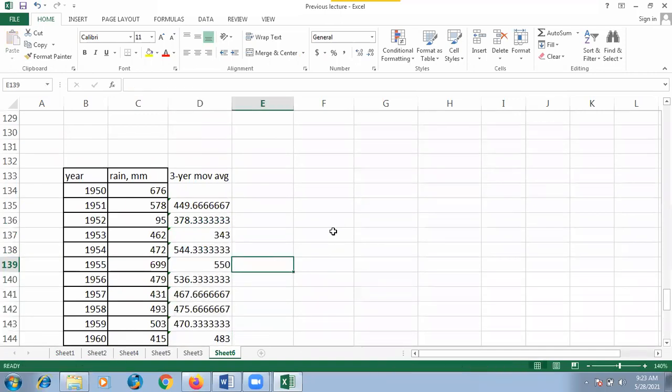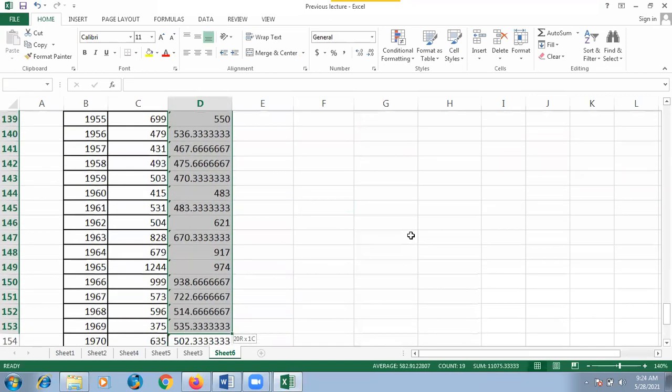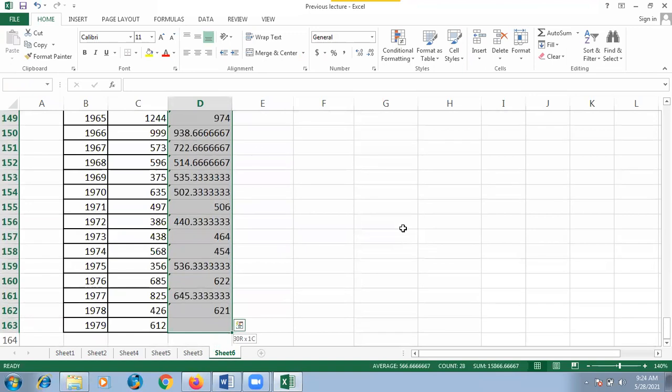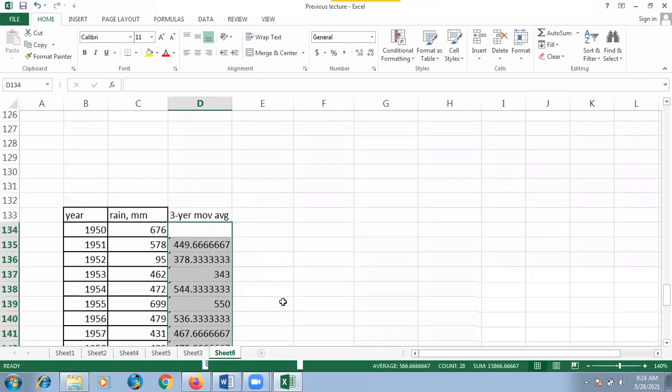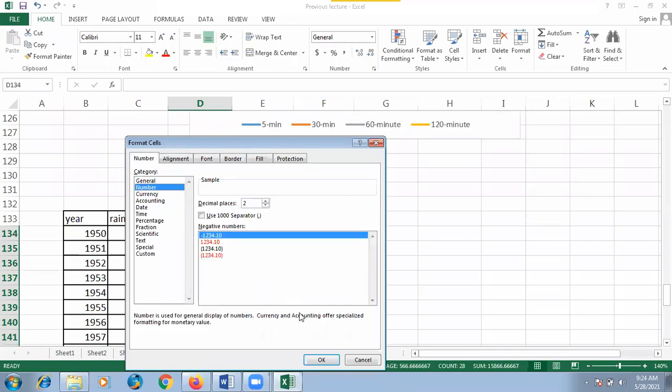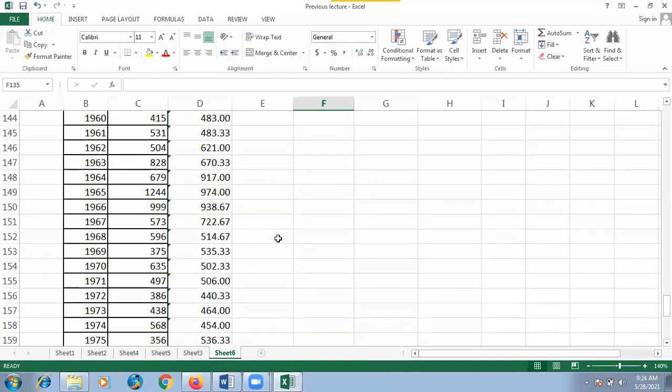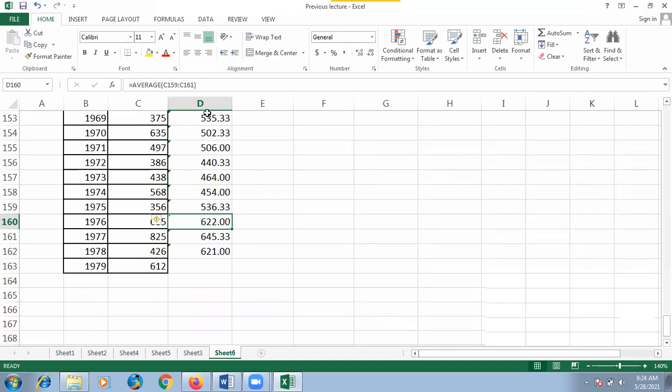So this is what I have done. To make these numbers look better, the decimal locations we will truncate. That I would do. One second. So I will go to format cells and then number. Okay, 2 decimal location. So this is a 3-year moving average. For example, if you look into 622, this is the average of year 75, 76, 77 shown against year 1976. So this is how you have to understand.